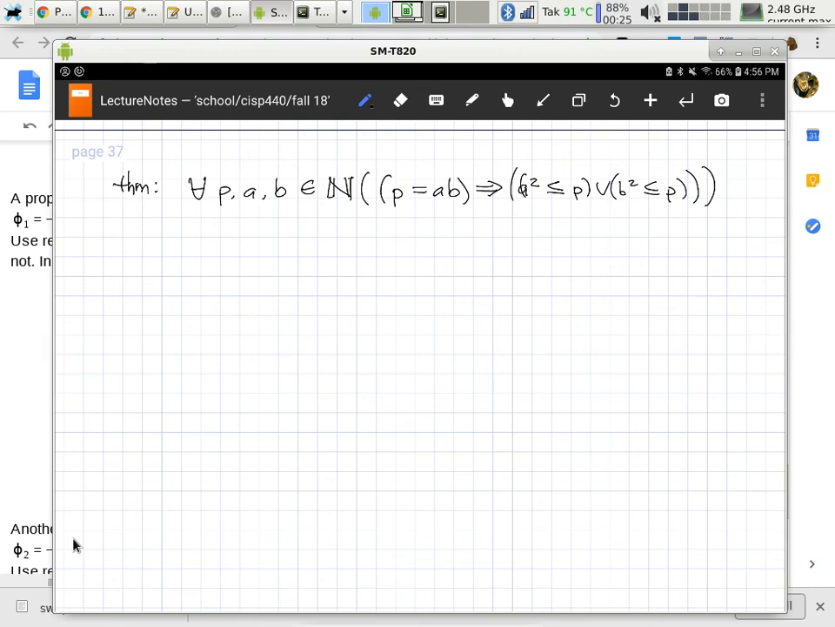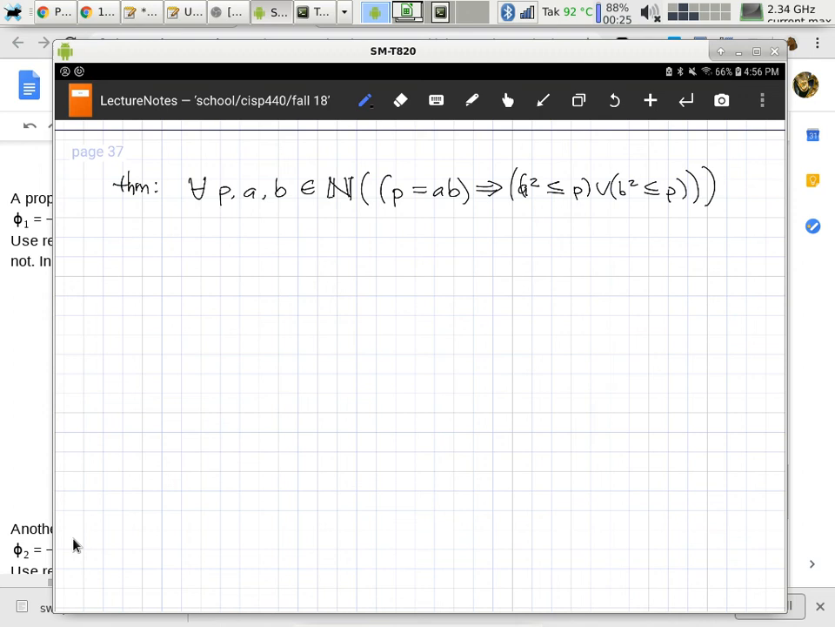Okay, so the first thing says, P has to be the product of A and B. So if you choose P to be 16, A to be 5, and B to be 3, then it automatically is true, because P equals AB is false in that case, and because this is an implication, if the first part is false, the whole thing is true. Is that okay? So we only really pay attention when P really is a product of A and B.